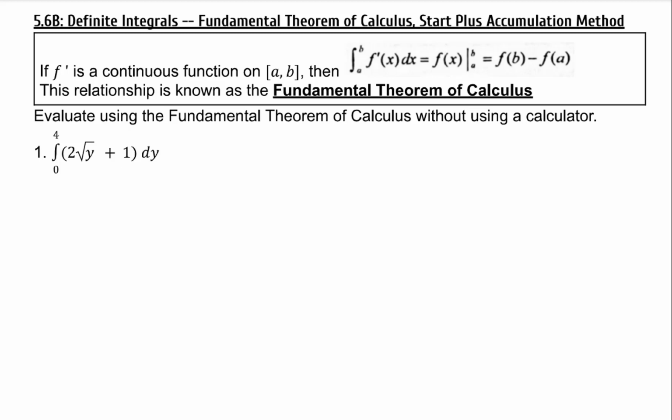If f prime is a continuous function on the closed interval a to b, then the integral from a to b of f prime of x is equal to f of x evaluated from a to b, which is f of b minus f of a. And this relationship is known as the fundamental theorem of calculus, FTC.